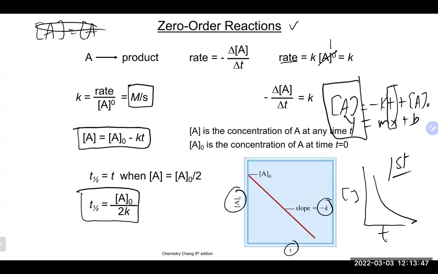A linear relationship should be achieved if it is a zero order when you do concentration versus time. Question on that? And as you probably can imagine, what I'm going to say right now is the exact same thing. You need to know the units, you need to know this equation, half-life, and obviously the appropriate graph that goes with it. Any questions on those?